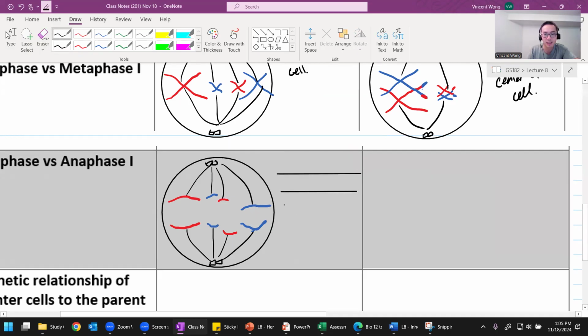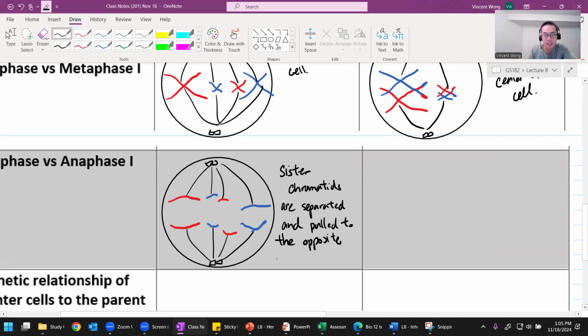Yes, that's the word, that's the term I'm looking for. Sister chromatids. Sister chromatids are separated and are pulled to the opposite ends of the cell.